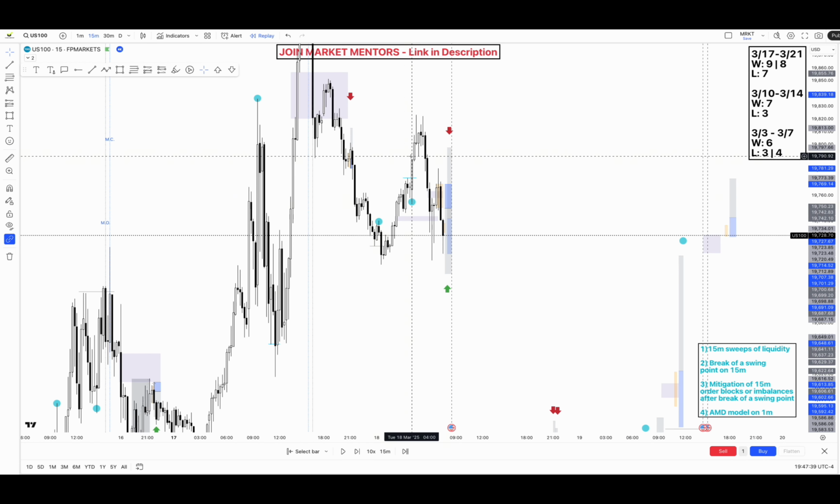we see that we have another area of interest forming with sweep liquidity here and breaking to the upside of this, and breaking this swing point, leaving this imbalance here that was responsible for breaking this swing point, and then price returned.